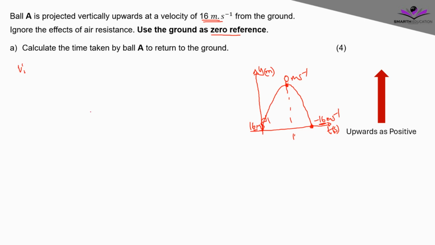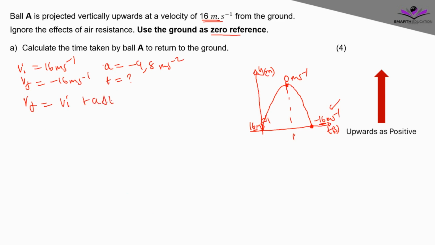If we take upwards as positive, the initial velocity is going to be 16 meters per second, and the acceleration is going to be negative 9.8 meters per square second. And then the final velocity, let's use this one: negative 16 meters per second. And then what are we looking for? We're looking for time. So we can use our formula: final velocity is equal to initial velocity plus acceleration times time.